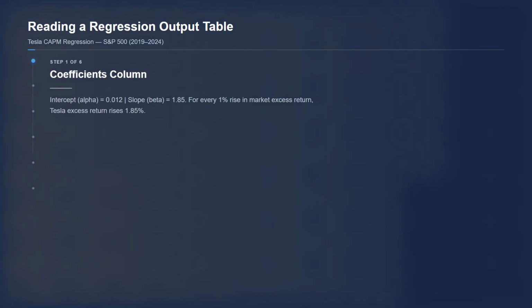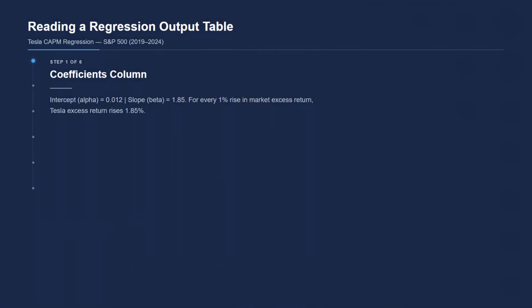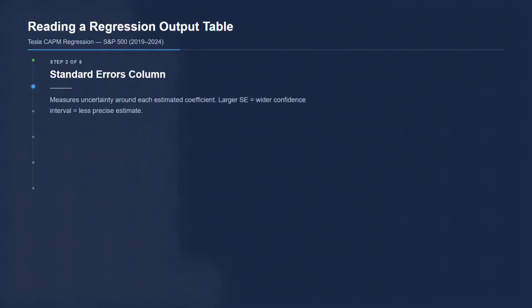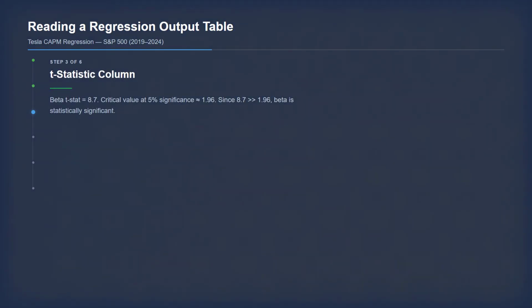Walk through a real regression output. Tesla excess returns regressed on S&P 500 excess returns over 5 years. Step 1, the coefficients column. Intercept equals 0.012. Slope beta equals 1.85. Step 2, the standard error column, measures uncertainty around each coefficient.